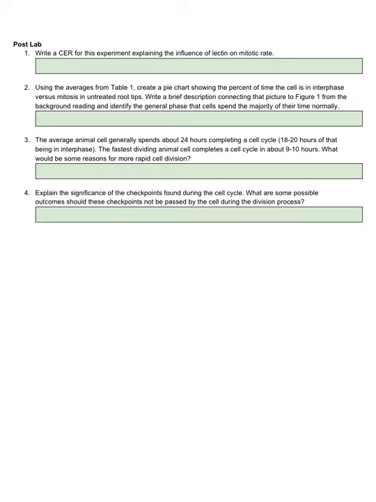Make sure it's in paragraph form, and try to write this well, but don't overdo it. You shouldn't be writing more than, at most, 2 paragraphs, each having 4 to 6 sentences. Then number 2, create a pie chart showing the percent of time a cell is in interphase versus mitosis, and write your brief description there. Answer the 2 questions, 3 and 4.